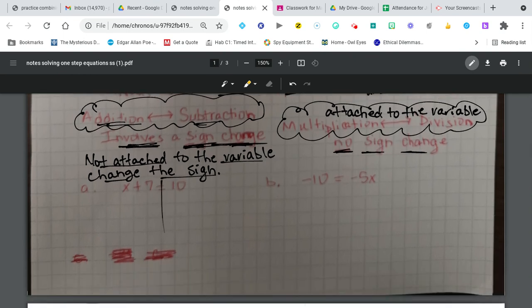So let's take a look at this one. Is 7 stuck to my variable? Is it attached to the variable x? No. That means it's addition or subtraction. So if it's addition or subtraction, the basic thing is just to change the sign. So I would change the number that I want to get rid of. I want to get rid of positive 7. I would change it to a -7.